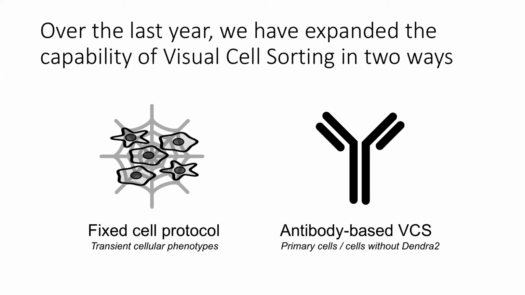The other thing that they've done, which is super cool, is they've managed to switch it over to an antibody-based visual cell sorting system, where instead of expressing Dendro2, you have an antibody that essentially does the same thing as Dendro2. And what that means is you don't have to do that protein engineering step or cell engineering step beforehand.